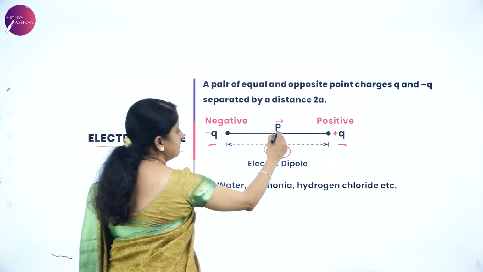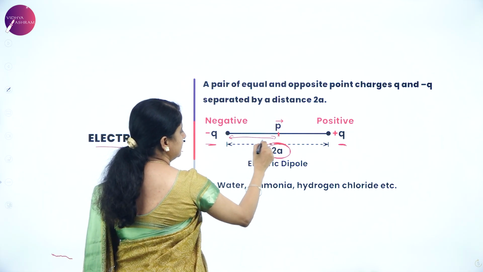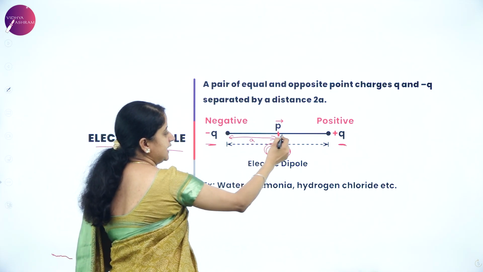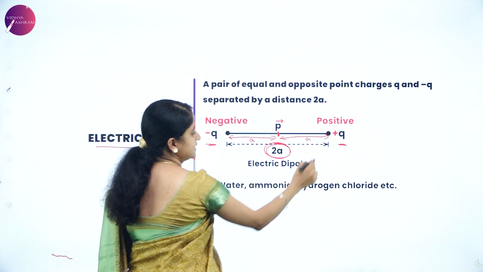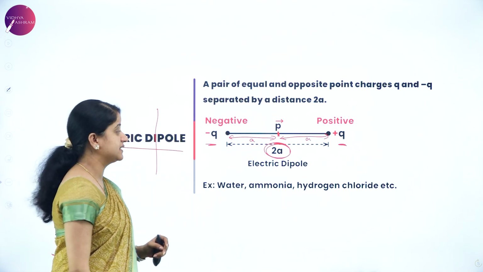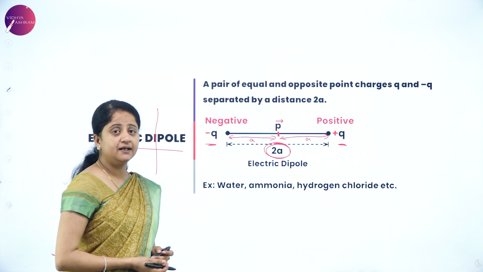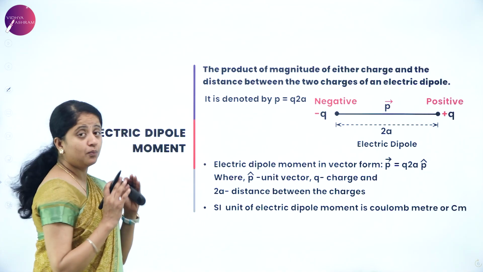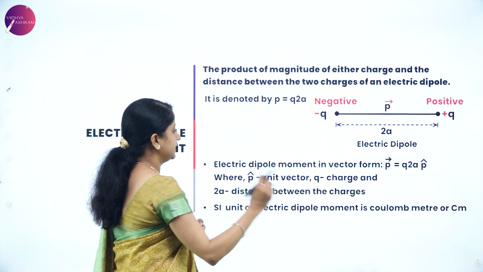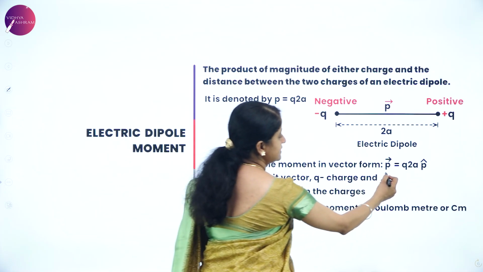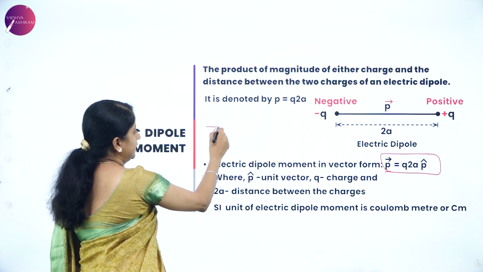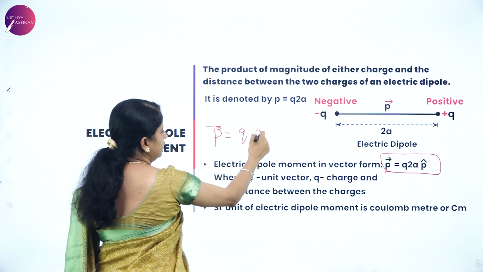From the center of the dipole, the distance to one charge is a and the distance to the other charge is a. On the whole, a pair of two equal and opposite charges separated by a distance of 2a is called an electric dipole. So what is electric dipole moment? To remember the definition, we have an expression: p is equal to q into 2a.